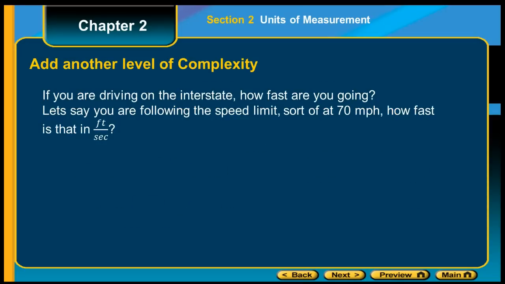Okay, so if you're driving on the interstate and you're doing 70 miles per hour, let's figure out what that is in feet per second. What is different in this problem is we're adding another level of complexity, where instead of just taking one unit and changing it, we're going to change 2 units, because 70 miles per hour is miles over hours, and we're going to convert that into feet over seconds. So we're essentially going to convert miles to feet and hours to seconds. So it's 2 parts, but we're going to combine it into one long problem.